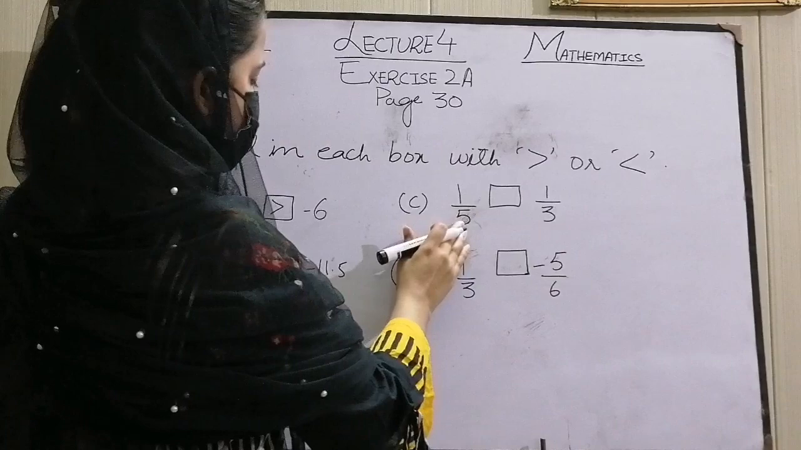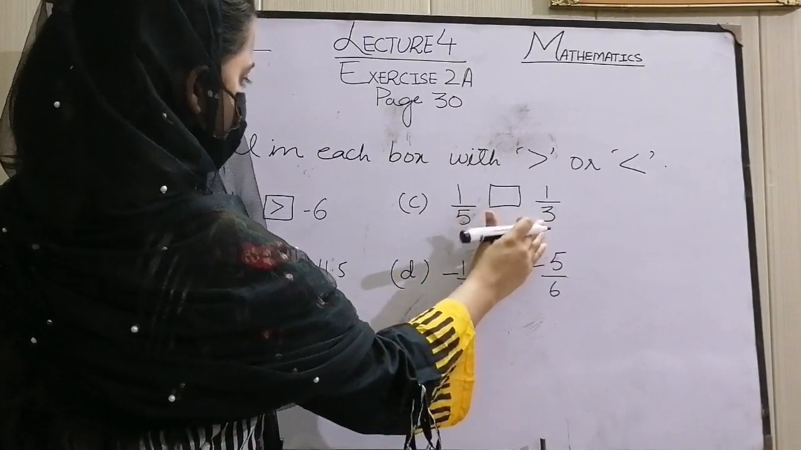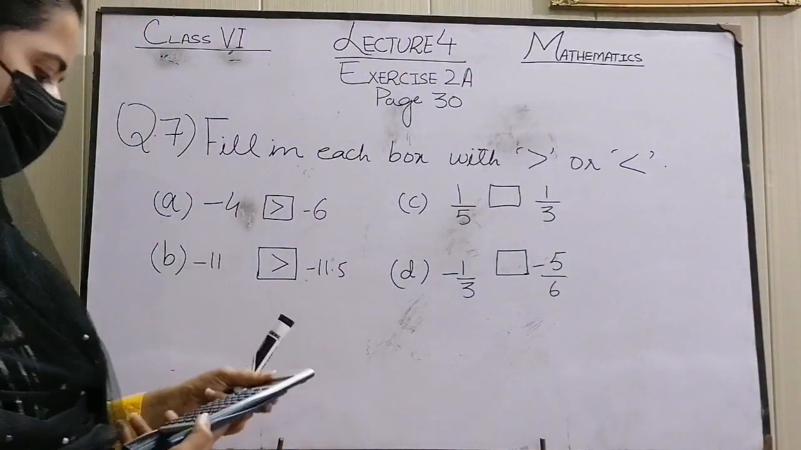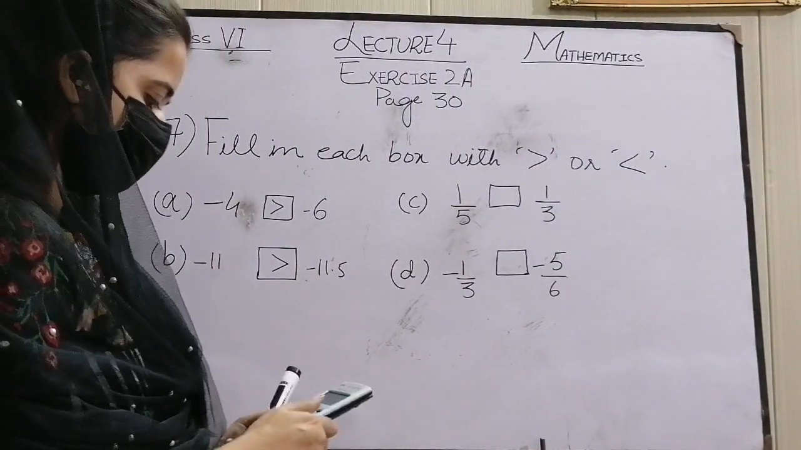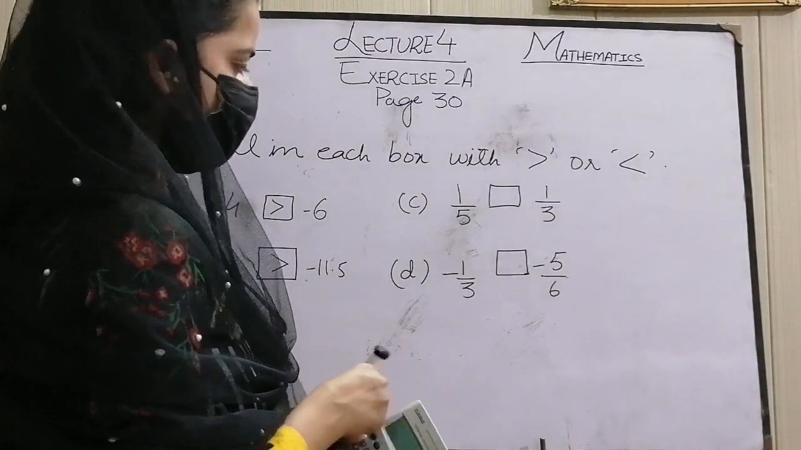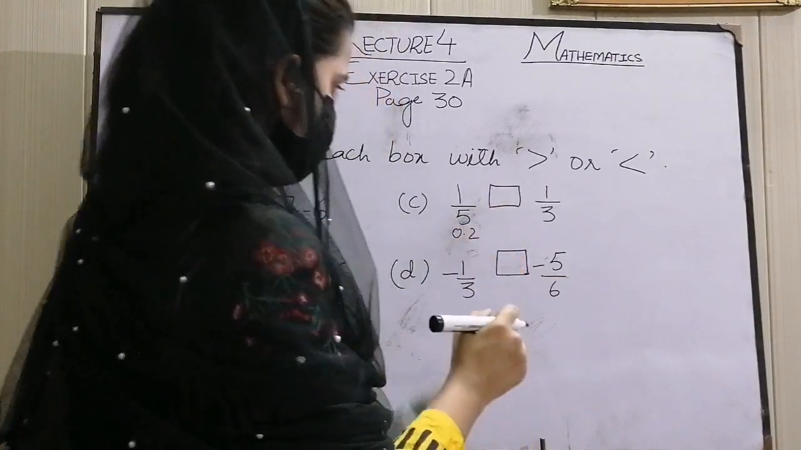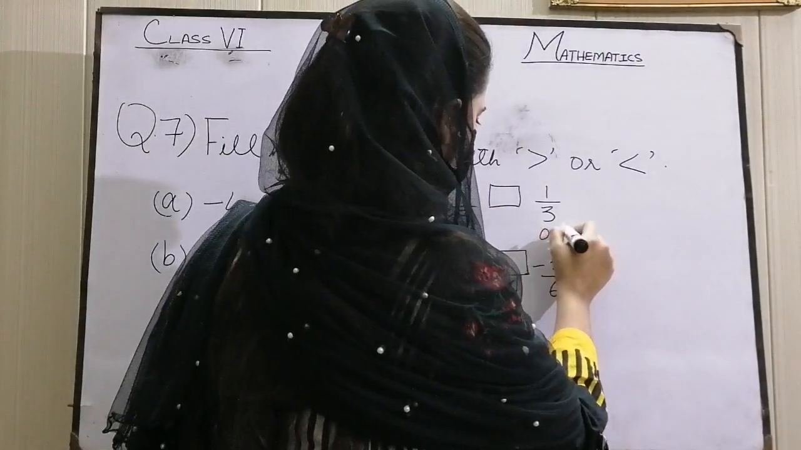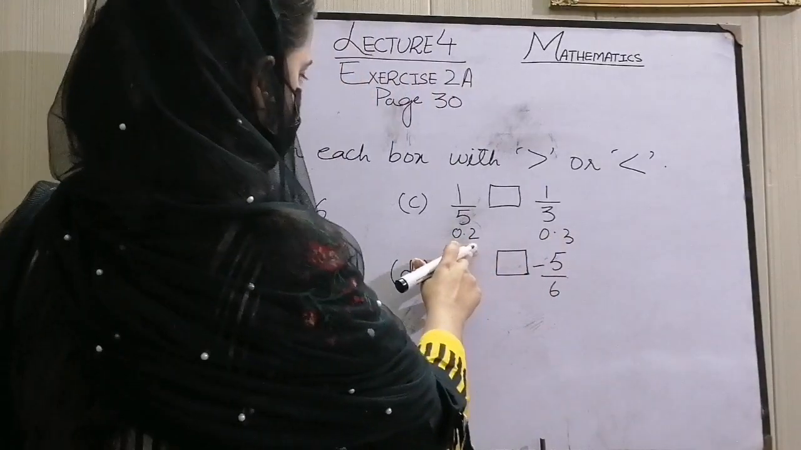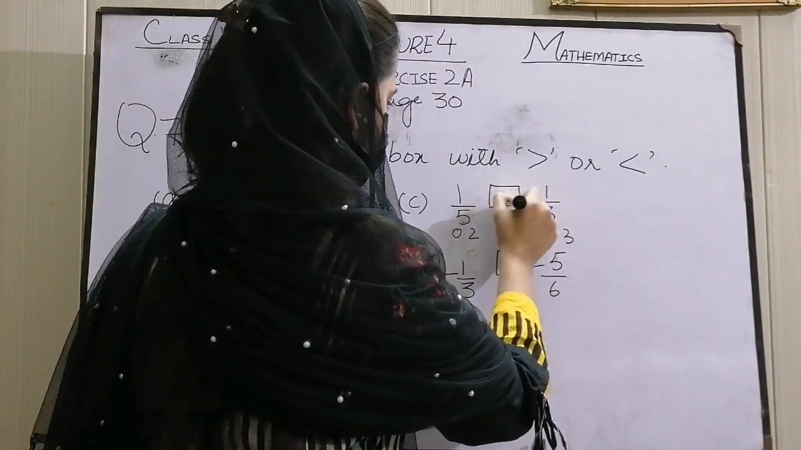Next part is in fraction form. We have to convert these fractions into decimal first, and then we will check which of these numbers is smaller and which one is the greater one. 1 by 5, you can check this on your calculator, it's 0.2. And 1 by 3 is 0.3. You can see that 0.3 is the greater one and 0.2 is the smaller one.